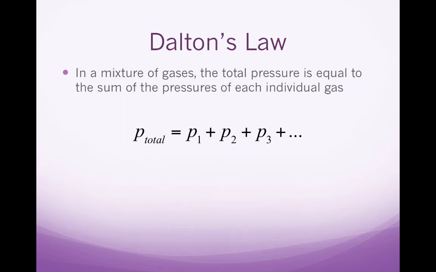Okay, now we're going to talk about Dalton's law. Dalton's law says that in a mixture of gases, the total pressure is equal to the sum of the pressures of each individual gas. So P total is equal to P1 plus P2 plus P3, and so on and so forth. You can think about this, for example, in the air. The air is a mixture of gases, right? It's got oxygen and nitrogen and carbon dioxide and a couple other things. Well, we know the pressure of the air, but each individual gas type has its own pressure too.